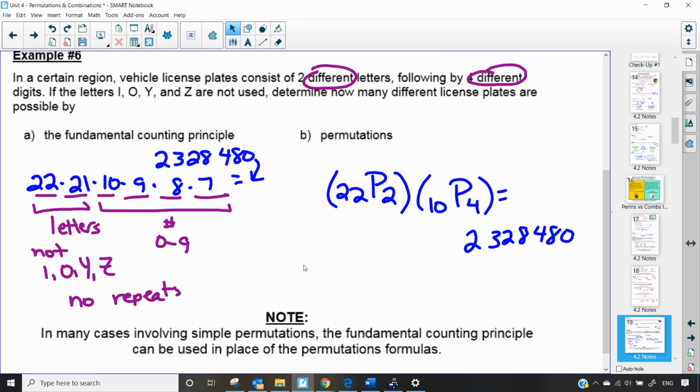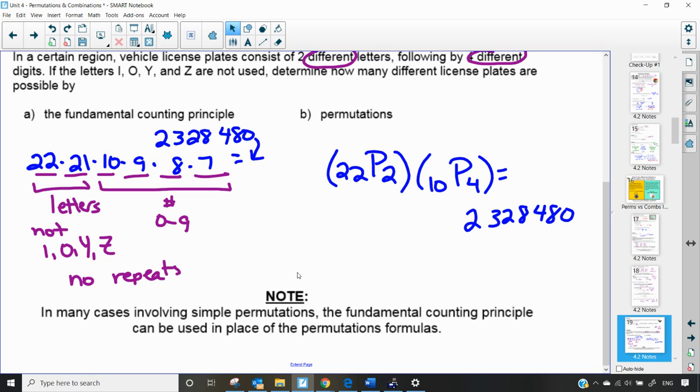So it's important for you to know that in most cases, when we're talking about permutations, the fundamental counting principle can be used in place of permutations. So you might find yourself gravitating to one over the other, but it's important to know that we can use one or the other, and that's in most of the cases.